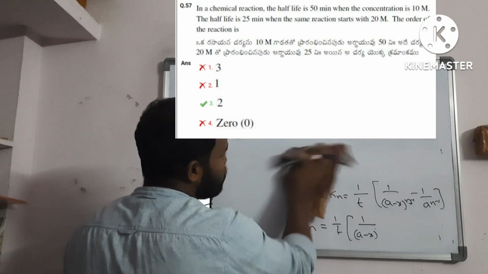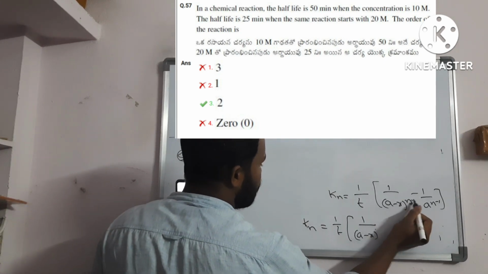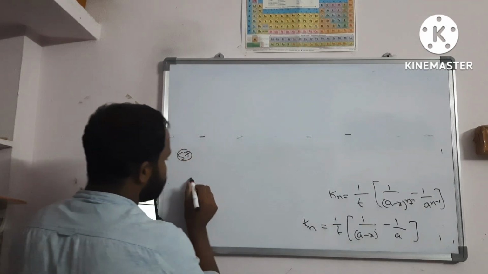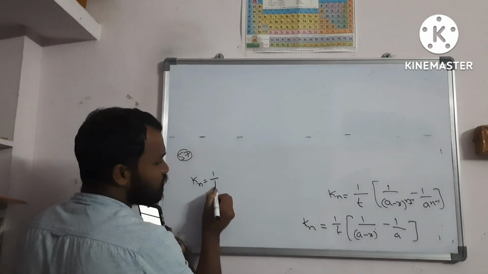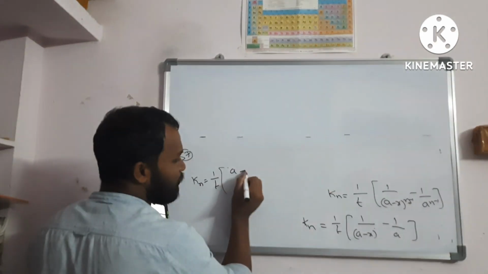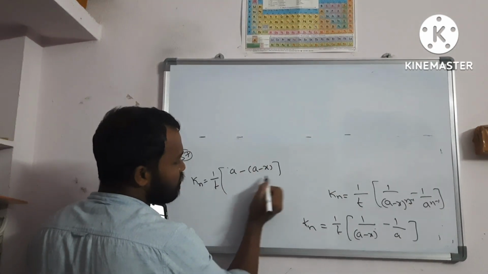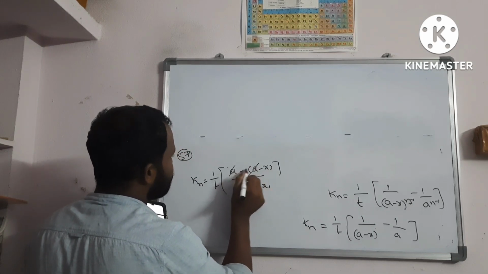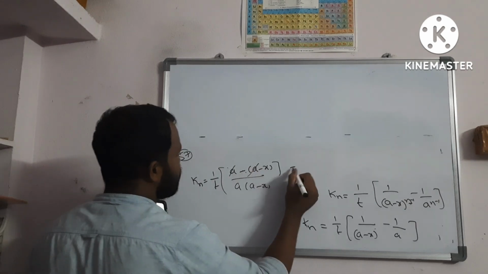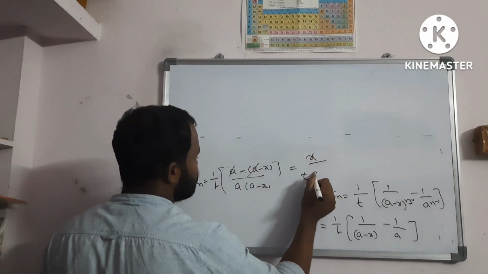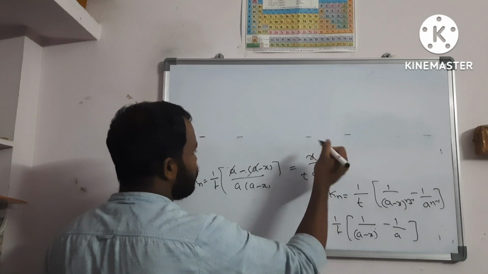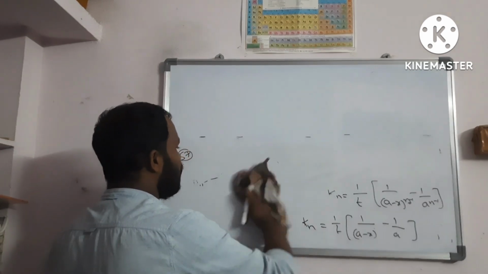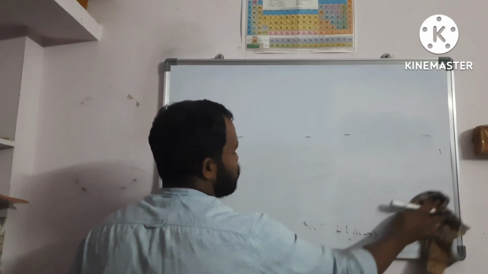So you can directly write, next, 2 minus 1 is 1, and 1 minus A to the power 1 by A. So if you do this, Kn is equal to 1 by T into, cross multiply, A minus of A minus x divided by A into A minus x. Here A minus A gets cancelled, you will get minus into minus plus x, you will get x by T into A minus x. So if you write half-life, you will get Kd is equal to 1 by, half-life is inversely proportional generally.